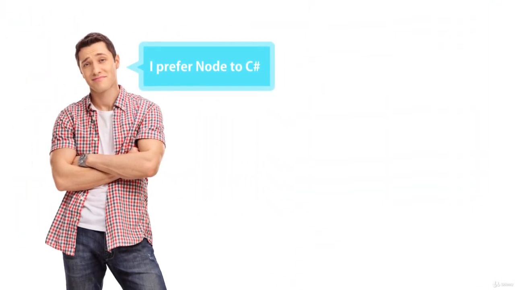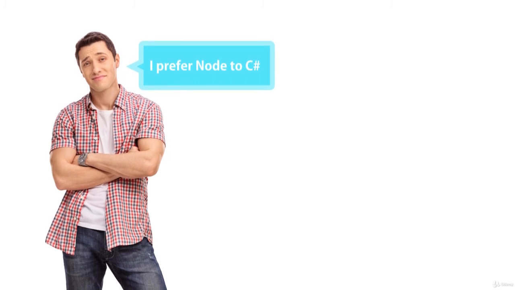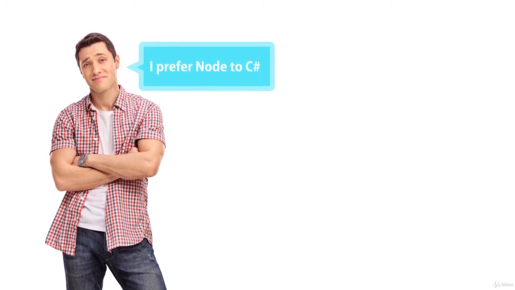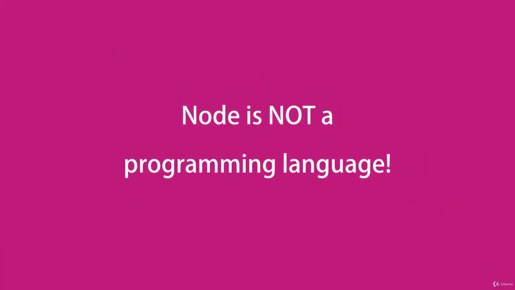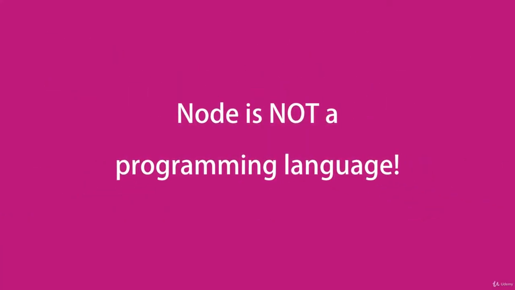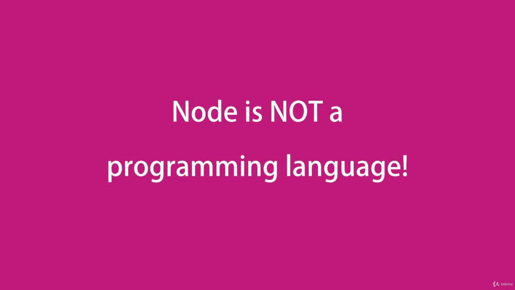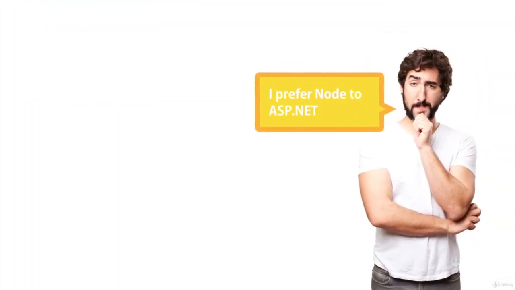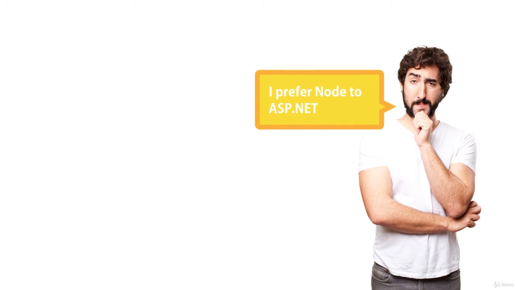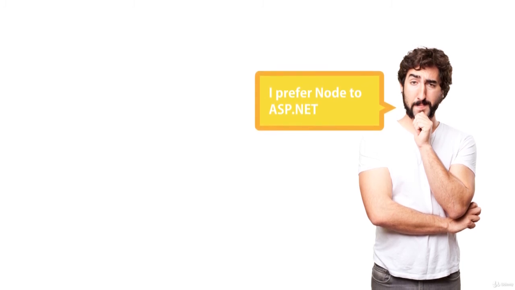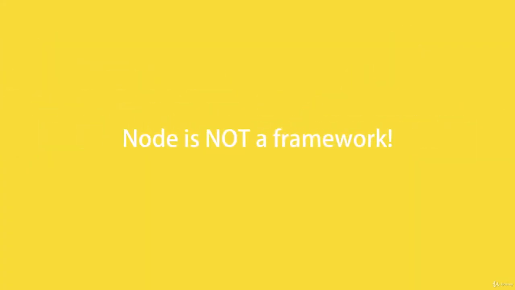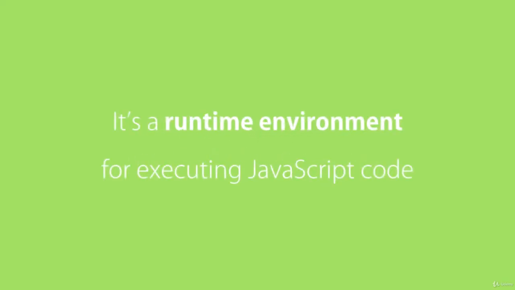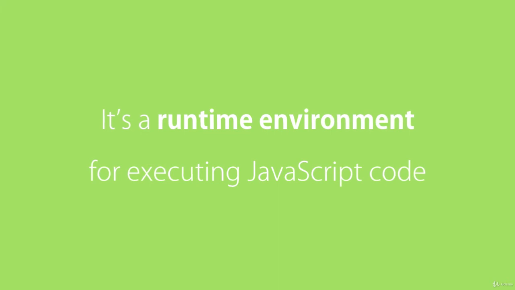Now, I've seen people comparing Node to C# or Ruby or some other programming languages, but these comparisons are fundamentally wrong because Node is not a programming language. It's like comparing a car with an apple. By the same token, Node should not be compared with frameworks such as ASP.NET or Rails or Django and so on. These are frameworks for building web applications. Node is not a framework. It's a runtime environment for executing JavaScript code.